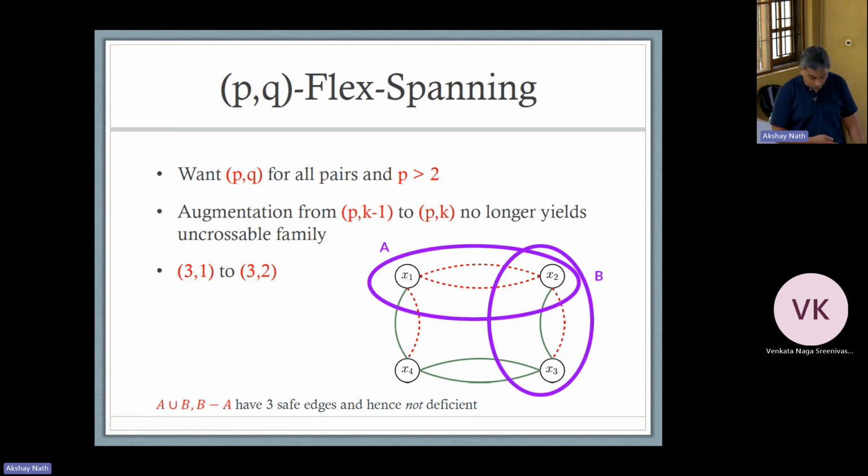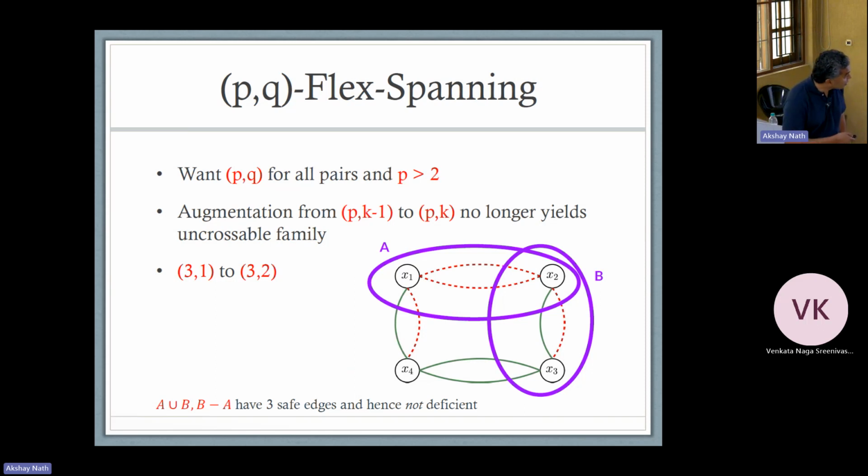B is also like that. B also has that feature that there are only 4 edges crossing, only 2 are green. Now the question is, are they uncrossable? So what is the uncrossable definition? If A and B are deficient, then either A intersection B and A union B should both be deficient, or A minus B and B minus A should both be deficient. But look at this, A union B is not deficient and B minus A is not deficient.